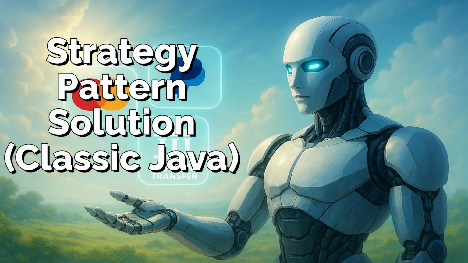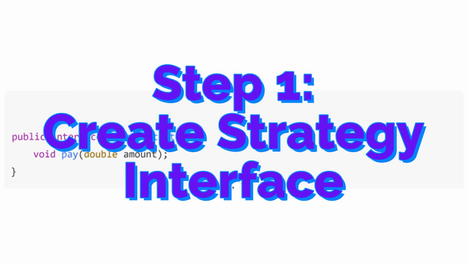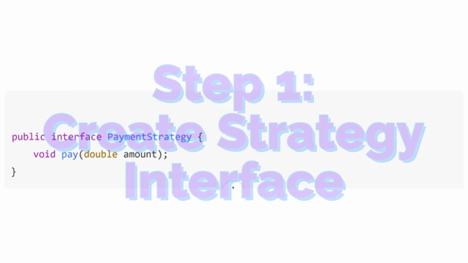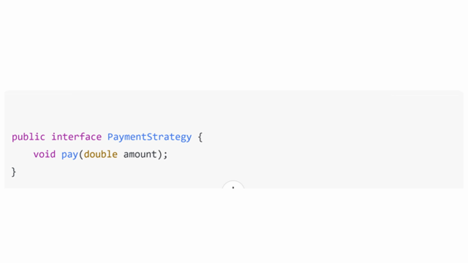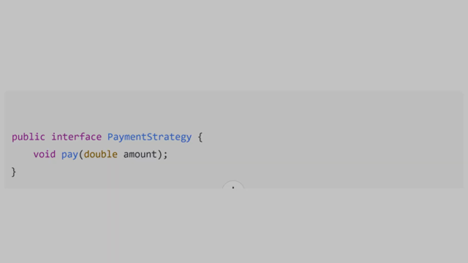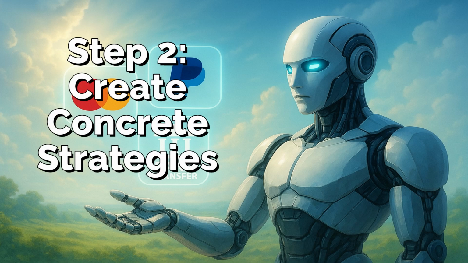Now we're going to show a strategy pattern solution with classic Java. Step 1. Create strategy interface. The first step is to create an interface. In a strategy pattern, the interface plays the role of defining the common behavior that all strategies must follow. It acts as the contract for the different algorithm options. This ensures each specific strategy class implements the same method, allowing the behavior to change at runtime without altering the client code.